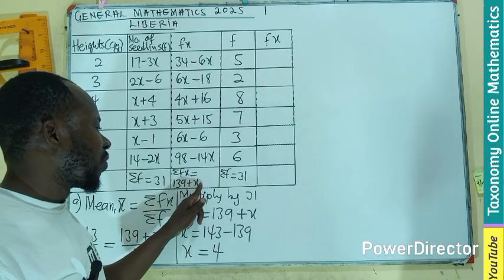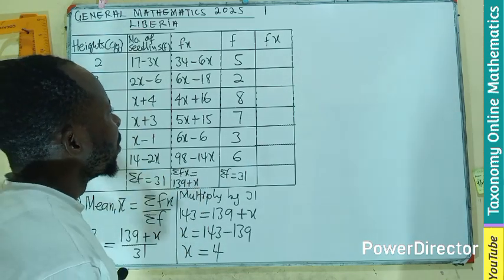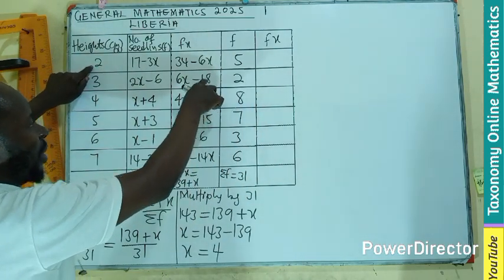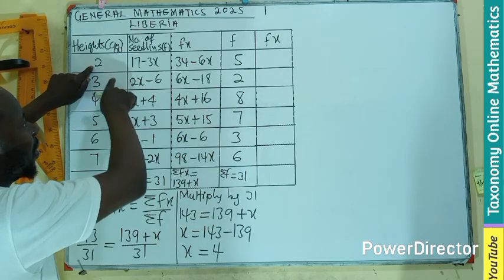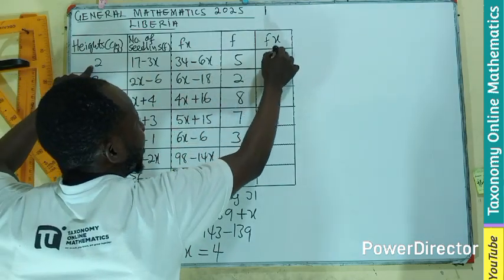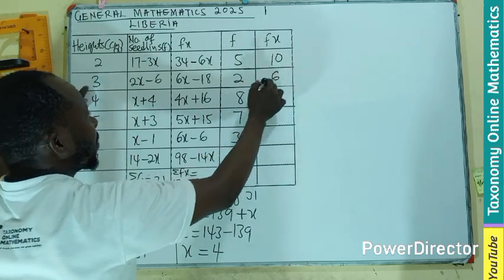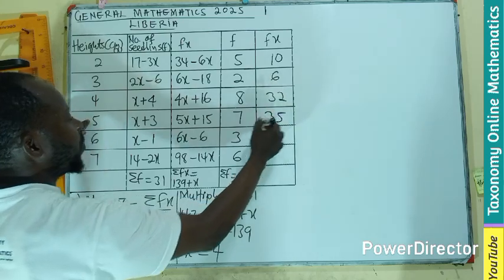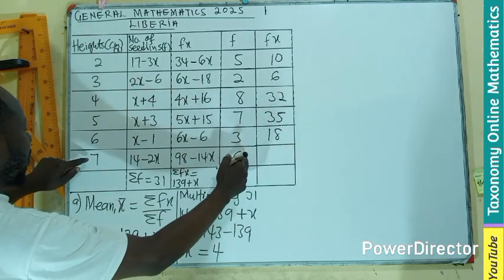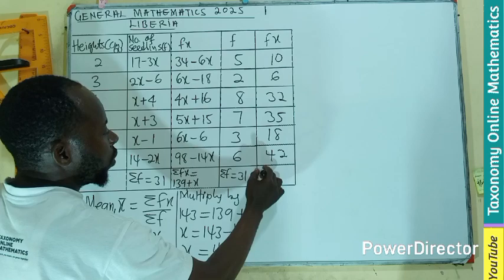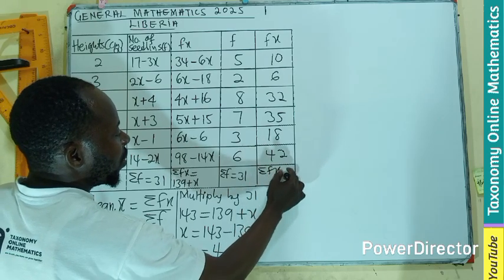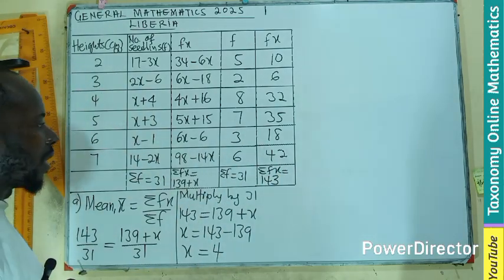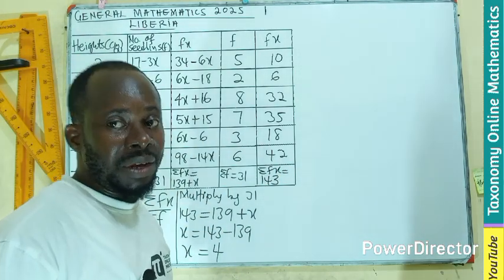Then this one will be addition of the fx. If we can multiply or replace the value of x, you come back to the same thing. If I multiply this, I should be having 10, 6. This is going to be 32, 35, 18, and 42. Our sigma fx will now be equal to 143. We don't even need that one in the next calculation, but for the table's sake, we've done that.